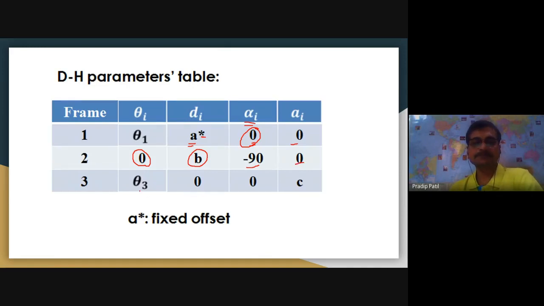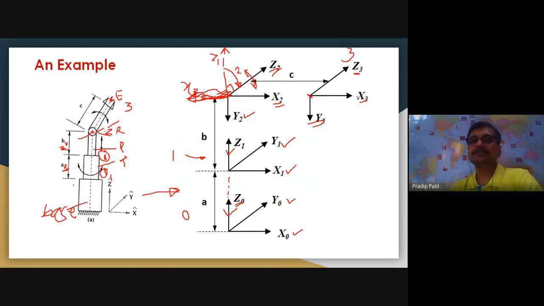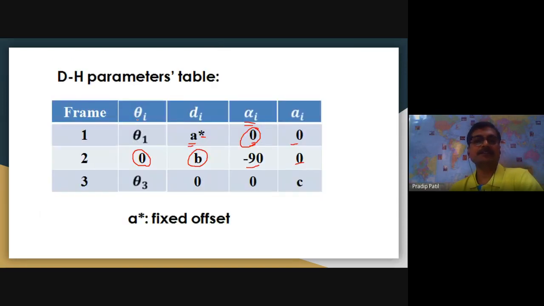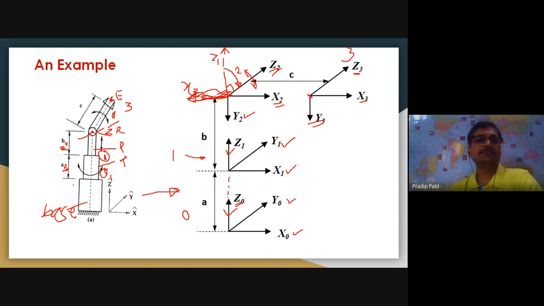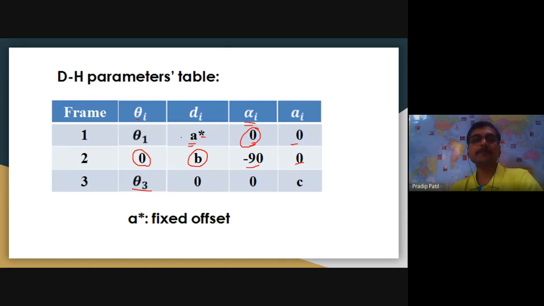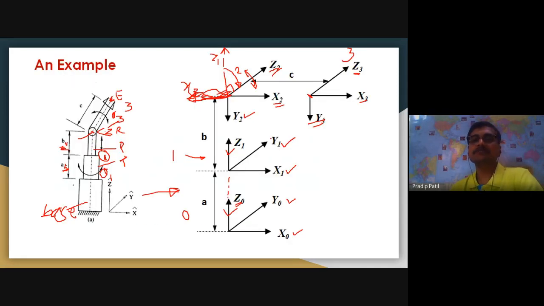Coming to the last frame, somewhere here. Now here is a rotary joint, so obviously the joint angle will be theta 3. How do I represent that? Theta 3 over here, this is our joint angle. Offset is 0. How do we measure the offset? We measure the distance between the x-axes, and since x2 and x3 are in the same line, there is no distance here, so the offset is 0.